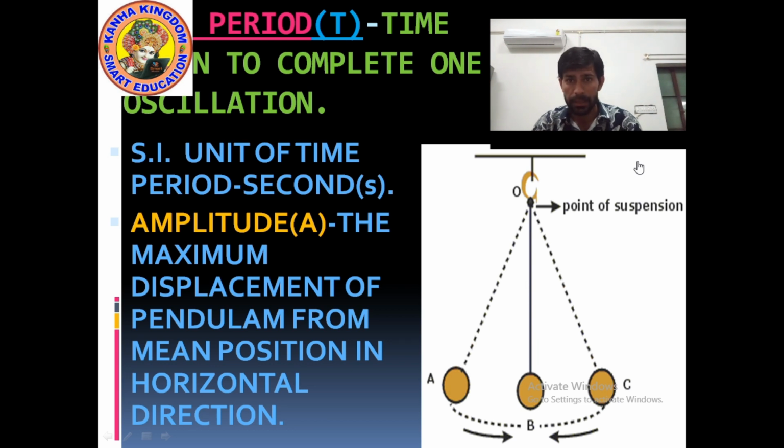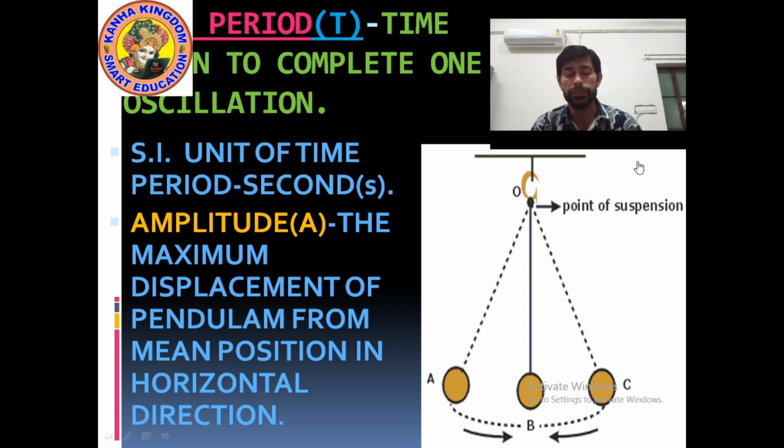A. So suppose that the metallic ball is at B point. Now from B it goes to C. Now in horizontal direction, if you measure this displacement, this distance, then this displacement will be known as amplitude. So amplitude is denoted by A.